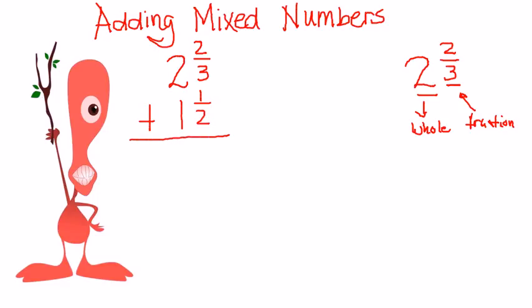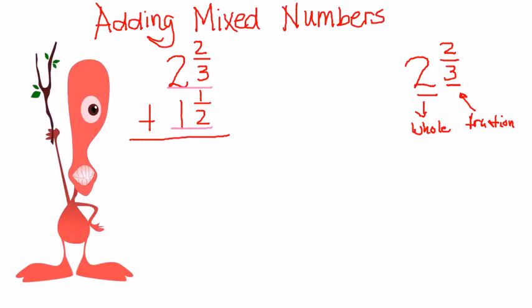Well, the first thing I notice is that they're mixed numbers, and you can see that here. This is a mixed number, and this is a mixed number. The other thing I notice is something about their denominators. They're not the same. So we're going to have to take care of that.